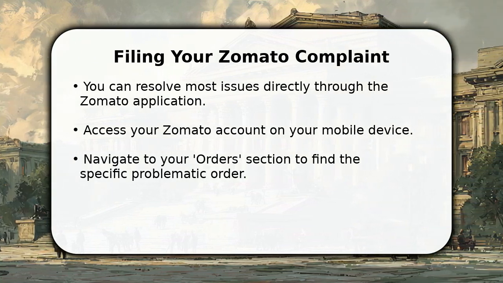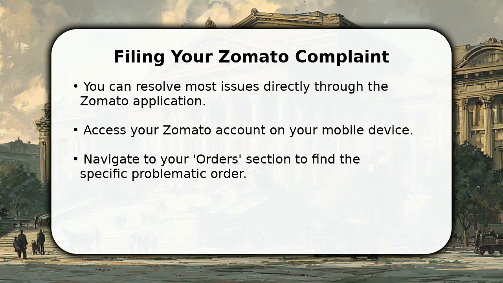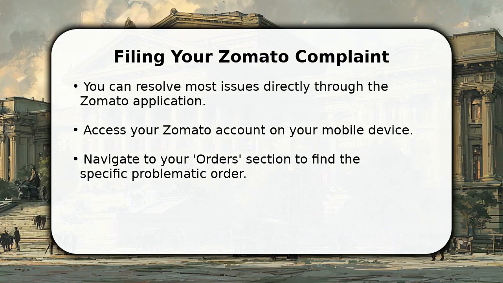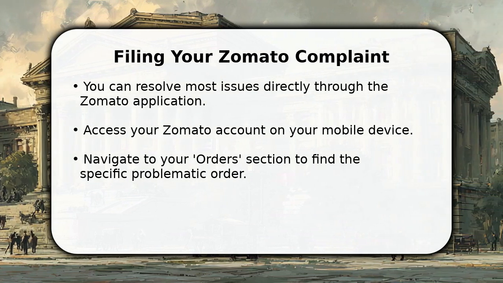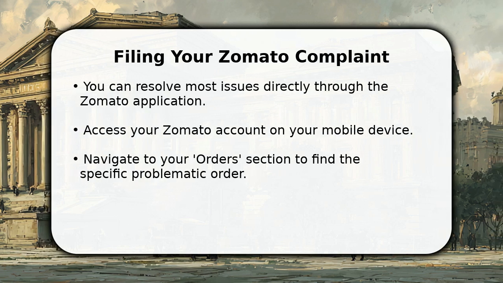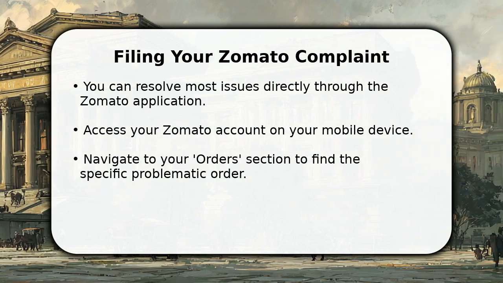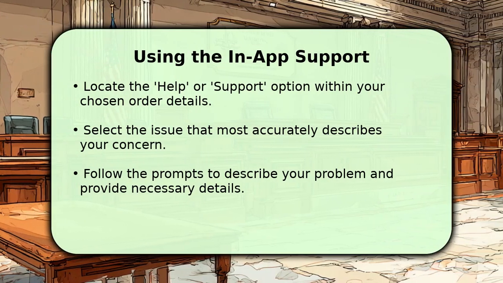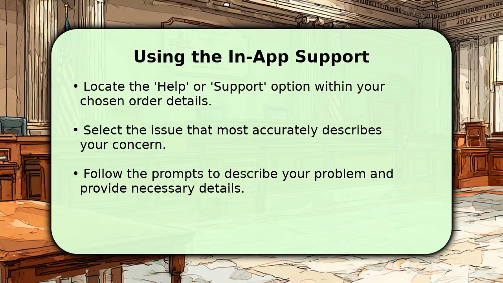Navigate to your Orders section and select the specific order where you encountered a problem. This immediate in-app action is often the fastest route to addressing your concern, allowing their team to review your situation promptly. Once you have selected the relevant order, look for the help or support option available right there.